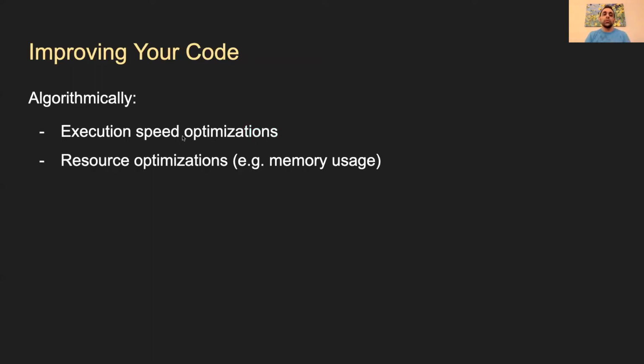So when we talk about improving your code algorithmically, we usually focus on two key factors. One is execution speed optimizations. So this is where we're trying to improve how quickly our algorithm can complete a task. And then secondly, we often focus on resource optimizations. And here it's often memory. How much memory is your algorithm using? And if you can improve that through optimizations. So yeah, speed and memory are the two main resources that we're trying to optimize.